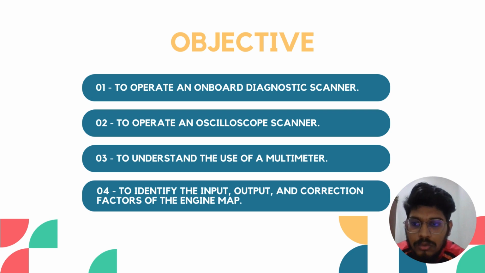So, moving on to the objectives, we, or students, should be able to diagnose and troubleshoot problems with a vehicle using an onboard diagnostic scanner. Secondly, we must be able to use the oscilloscope to analyze the waveform of electronic signals. Thirdly, we must be able to measure multiple electrical properties by using a multimeter. Finally, we were able to identify the input, output, and correction factors of the engine map.